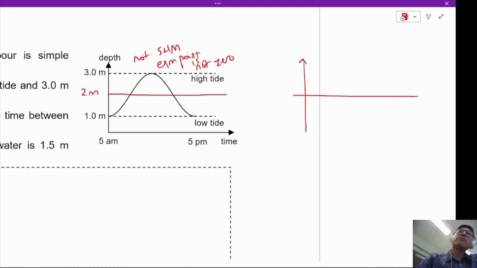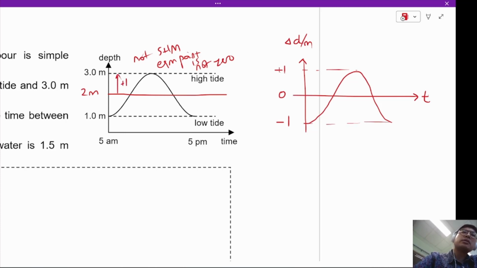So we don't call it depth, we can call it delta D, all right? The change in the depth. So the change in the depth looks like this, okay? So now it's 0, and then at the bottom is -1, and the top is +1 meters. Because basically the tide goes up by 1 meter, and the tide goes down by 1 meter.